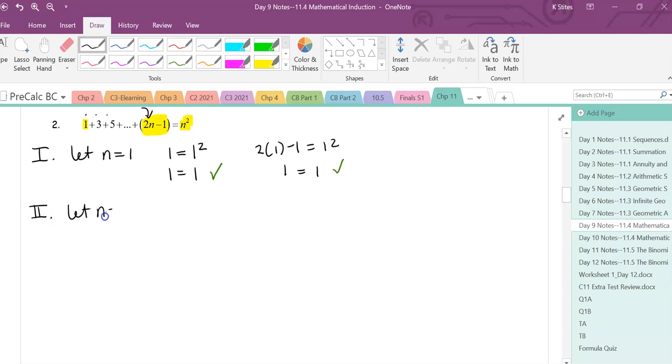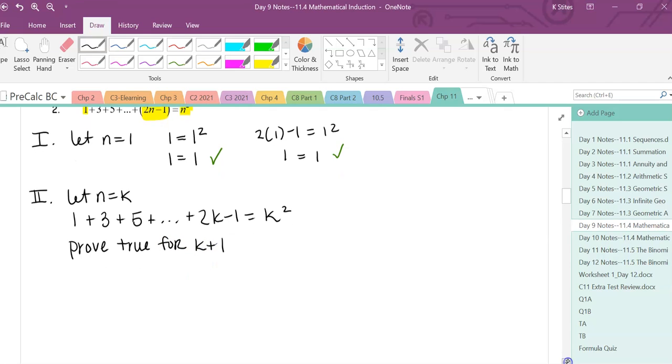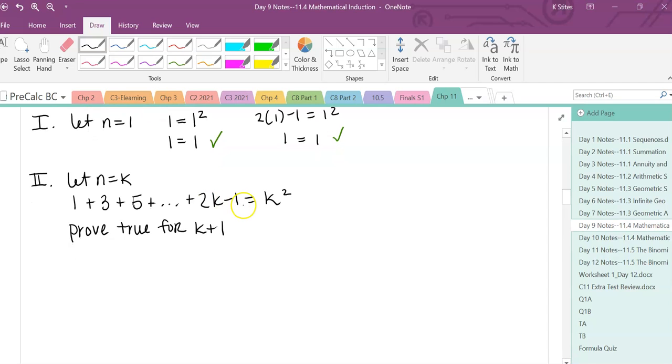Next, we're going to let n equal k. And in this step, we are literally just plugging in a k instead of an n. So we have 1 plus 3 plus 5 plus dot dot dot plus 2k minus 1 equals k squared. All right, and now we are proving it true for k plus 1. To prove true for k plus 1, your first step is to write this all out, but after your 2k minus 1 term, we're going to do the next term by plugging in a k plus 1. Okay, so it's going to look like this.